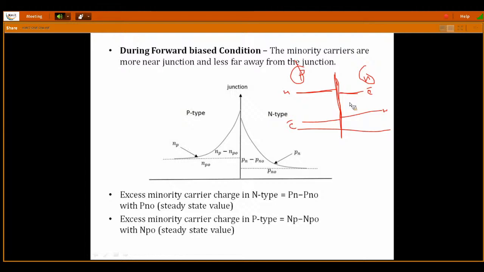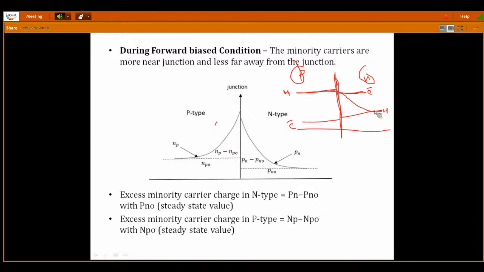Right. Now what is going to happen in the forward bias case? Majority charge carriers, now don't look at this diagram, look at this side, what I am drawing. During the forward bias case, majority charge carriers will diffuse. What are the majority charge carriers in the p region? Holes. These majority charge carriers will enter into n-type material. After entering into n-type material, they will become minority charge carriers.